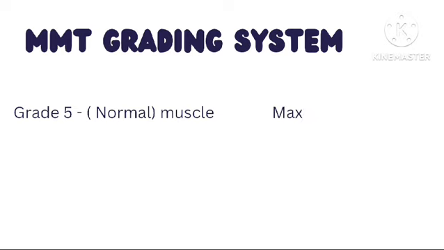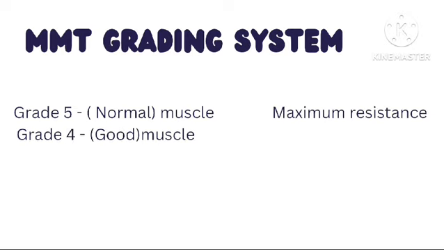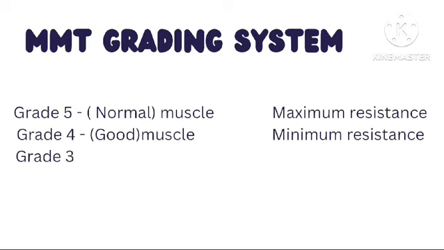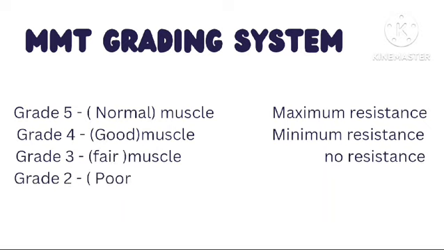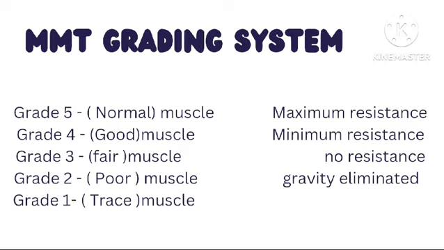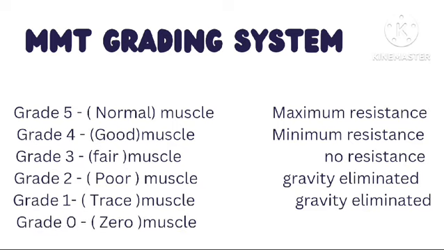Whenever there is grade 5, it refers to a normal muscle. Grade 4 refers to a good muscle. Grade 3 refers to a fair muscle. Grade 2 refers to a poor muscle. Grade 1 refers to a trace muscle. Grade 0 refers to a zero muscle.